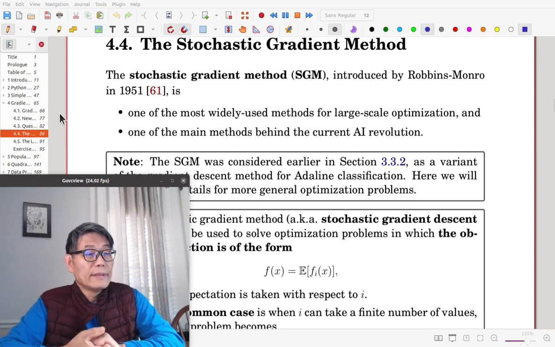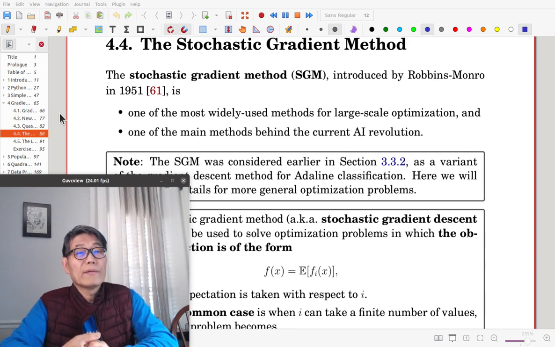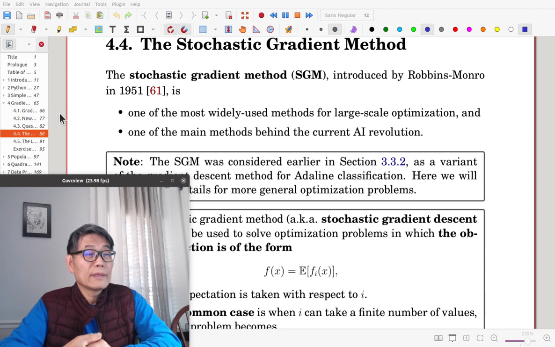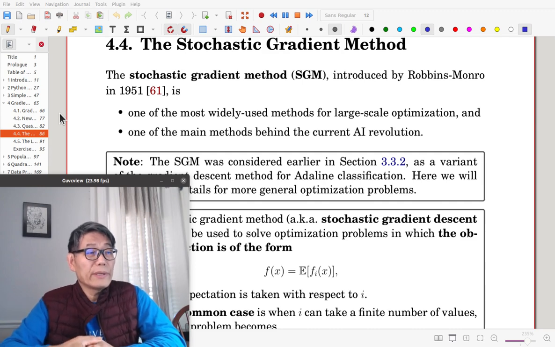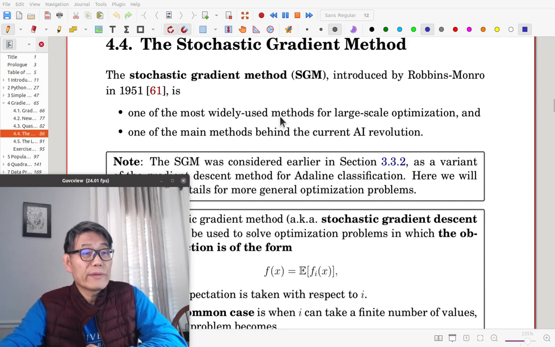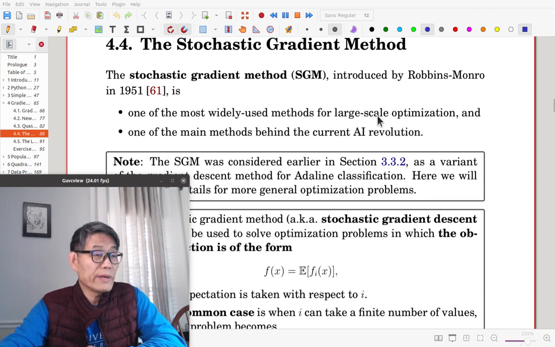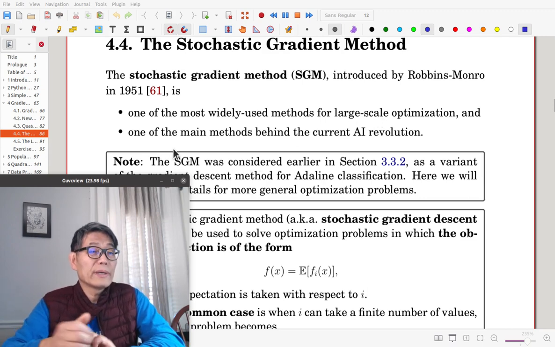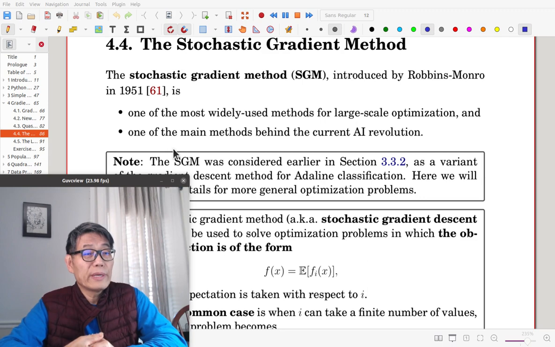Hi, it is section 4.4, the stochastic gradient method. The method was introduced by Robbins and Monro in 1951. In the modern machine learning society, the method is one of the most widely used methods for large-scale optimization and one of the major methods behind the current AI revolution.